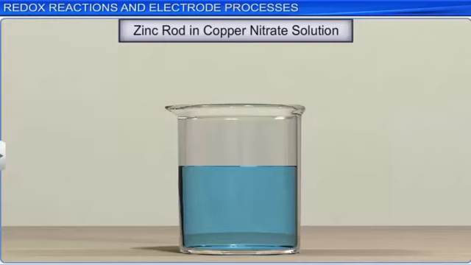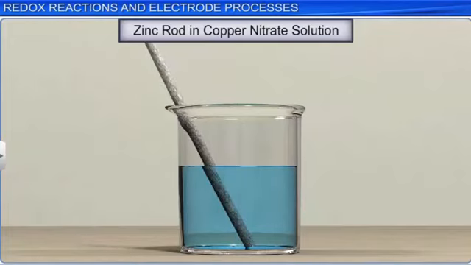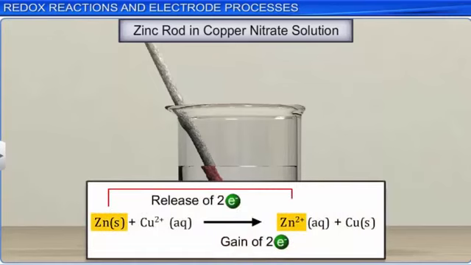Let's revisit a redox reaction that we've seen. Here, we place a zinc rod in copper nitrate solution. After a while, the color of the solution becomes pale blue, and finally, it becomes colorless. The zinc rod, on the other hand, gets coated with reddish metallic copper. In this reaction, zinc is oxidized to zinc ions and copper 2 plus ions are reduced to form copper.